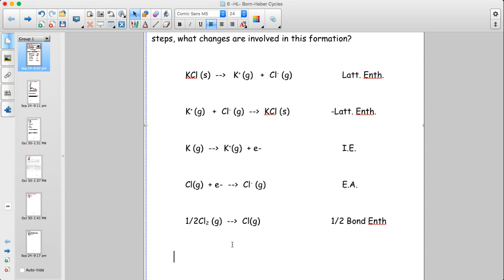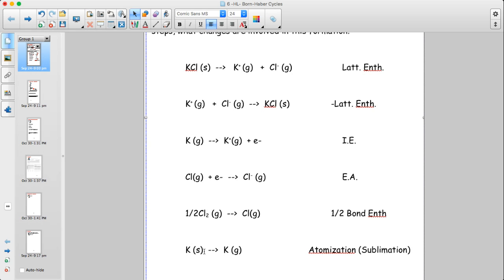And the last one, which maybe we definitely haven't done before, is what is it called to take potassium solid and turn it into potassium in the gas phase? This gets a new name. It could be called the enthalpy of atomization, which is a cool name, but you could probably also call it the enthalpy of sublimation, and you'd be okay as well, because you're taking a solid and you're trying to make it go directly to the gas phase.